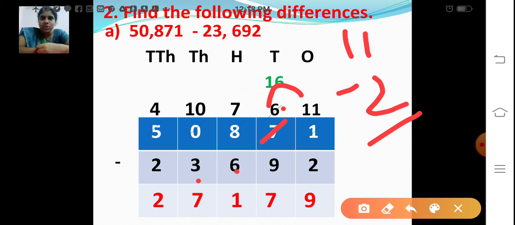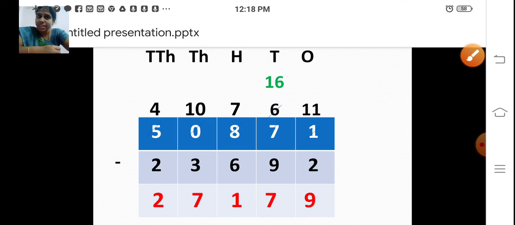Start from number 2, count forward till you reach 11. After 2: 3, 4, 5, 6, 7, 8, 9, 10, 11. 11 minus 2 is 9 ones. Now let's subtract the tens place. What number am I having? 6.